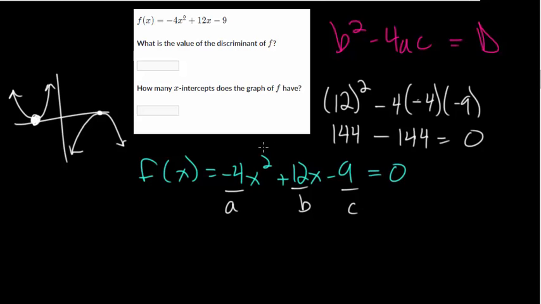So the value of our discriminant here, we just learned, was 0. And when the discriminant is 0, you have one distinct x-intercept. So in this case, to answer the second question, how many x-intercepts we have, that would just be 1.